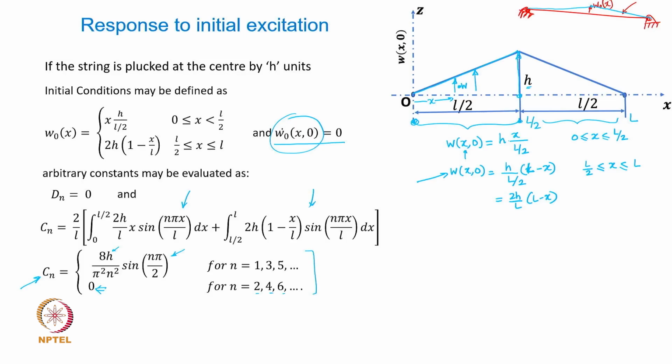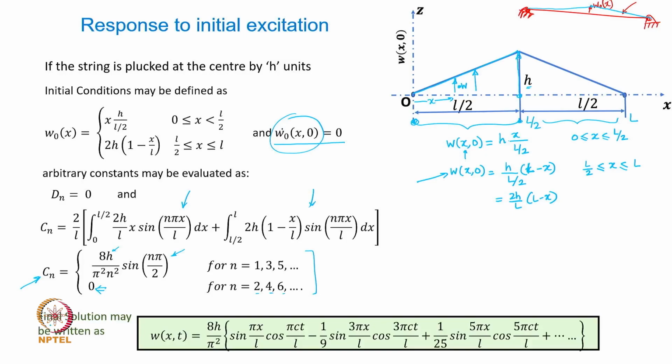So now that Cn has been obtained, our w(x, t) by substituting the Cn value can be written like this. It is going to be obviously a summation, right? So the total w(x, t) was a summation of n equal to 1 to infinity, and it will be sine omega n x by L into Cn cos omega n t, right?